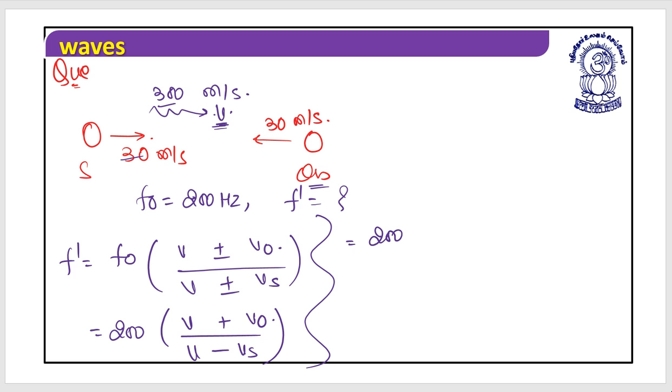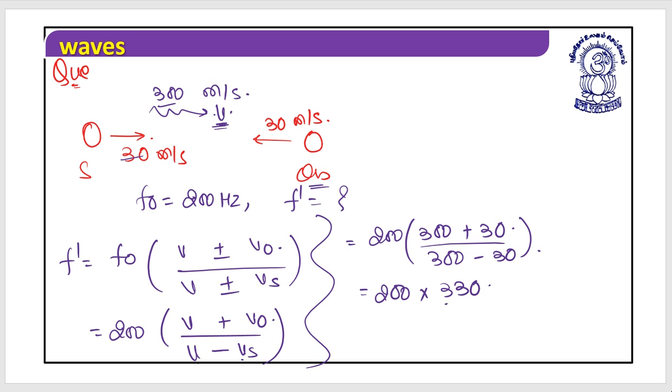So this is equal to 200 into bracket, this is 300 plus 30 divided by 300 minus 30. So this tends to 200 into 300 plus 30, it's 330, and 300 minus 30, it's 270. So this cancels, this cancels, and this is 11 threes are, this is 9 threes are, so it's 2200 divided by 9 hertz.